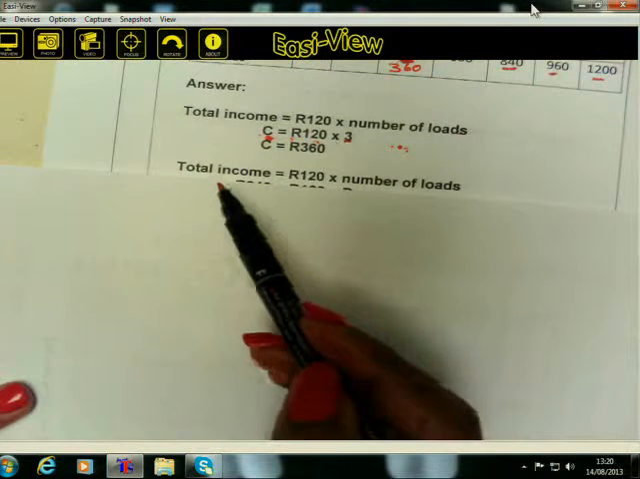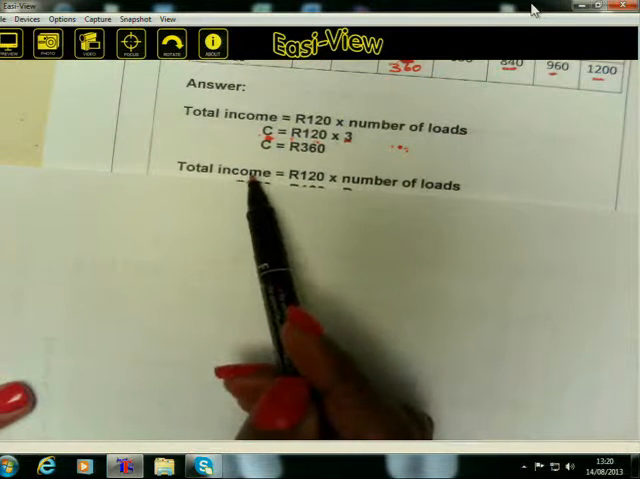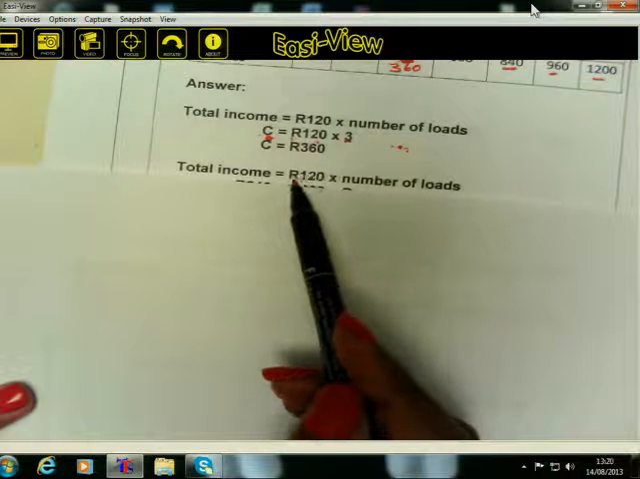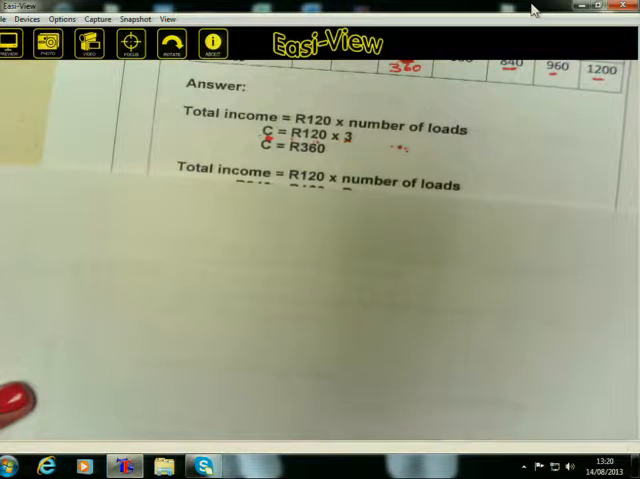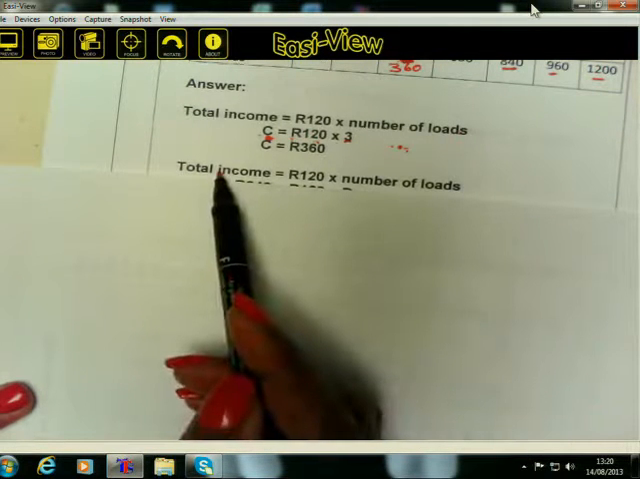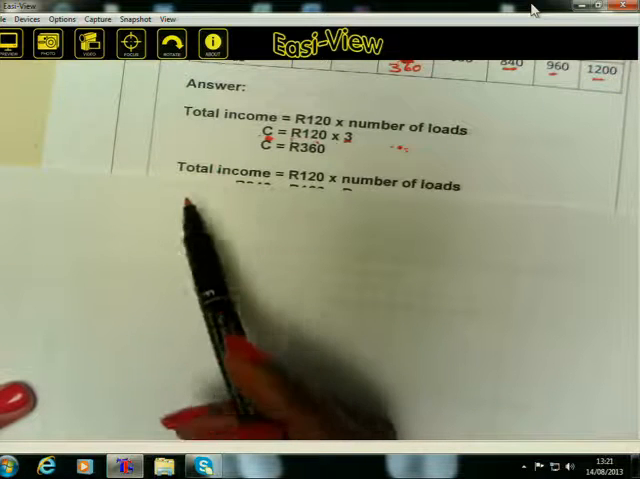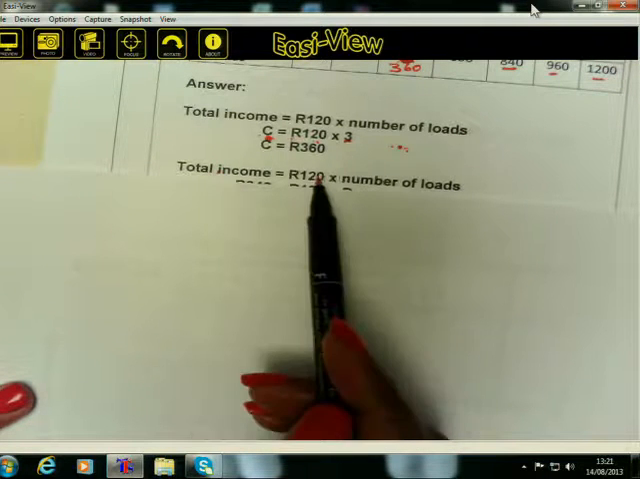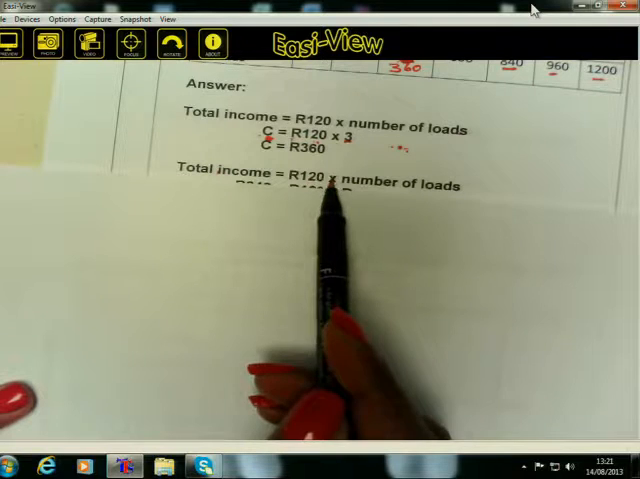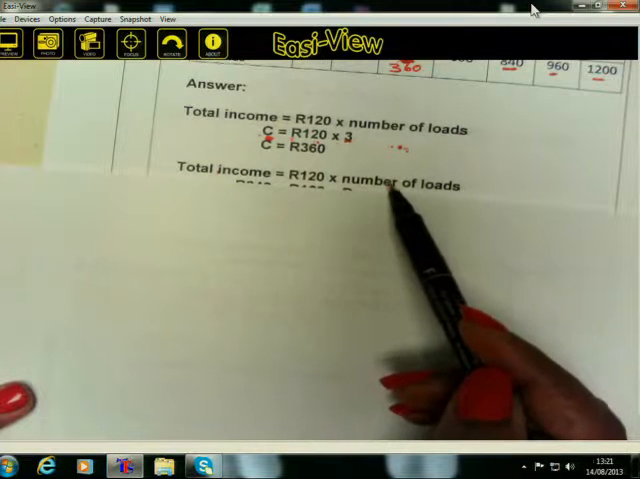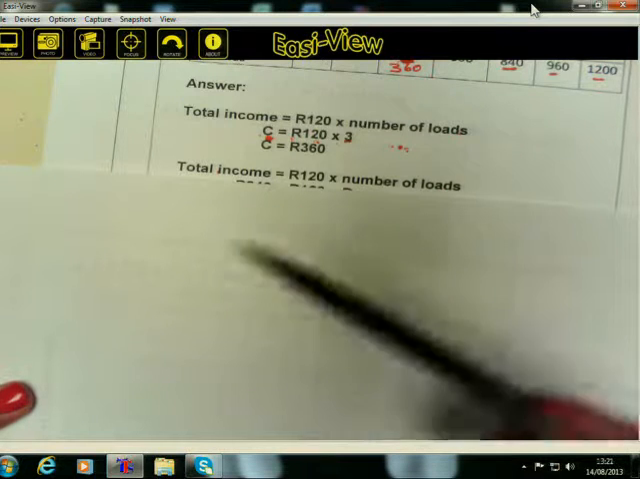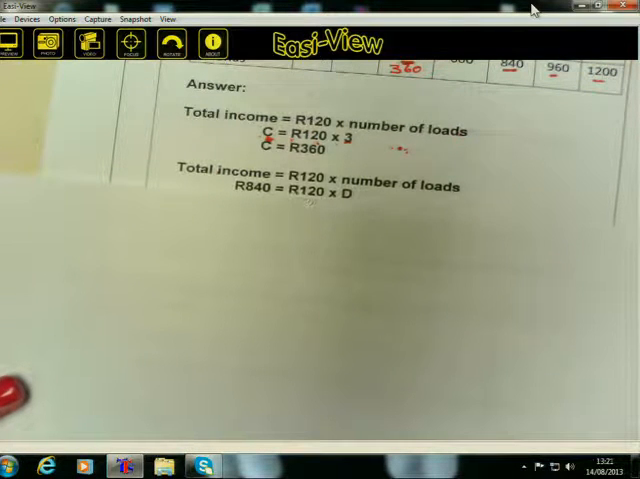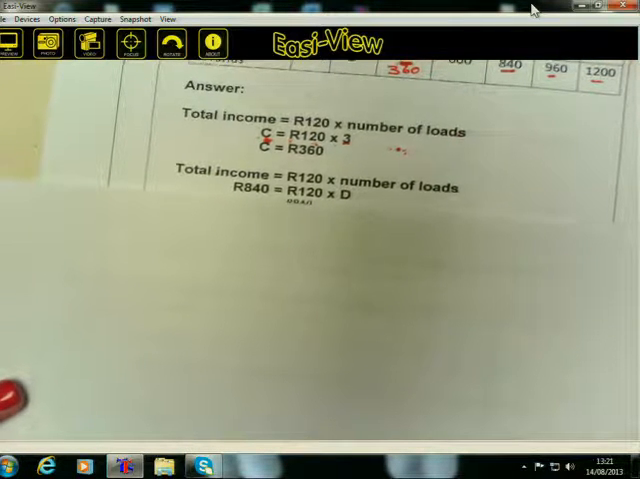Remember our formula: total income is equal to 120 multiplied by the number of loads. In this case, the total income is provided. We say the total income is 840. We still have 120 multiplied by, but we do not know how many loads made Pakiso have an income of 840. So we substitute into our formula.